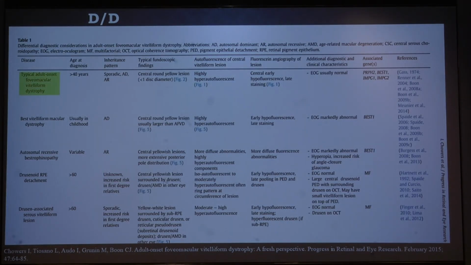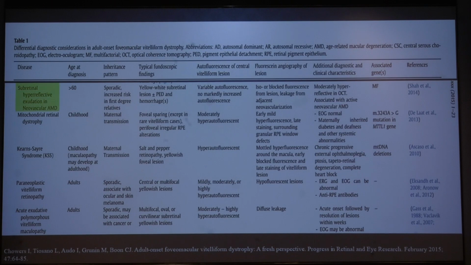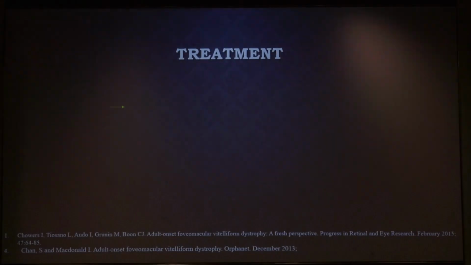So, what are the differential diagnoses? First is adult onset foveomacular vitelliform dystrophy, which is seen around 40 years, and EOG is usually normal in these cases. Other is Best vitelliform macular dystrophy, which is usually seen in childhood, and the EOG is abnormal. Other conditions such as autosomal recessive bestrophinopathy, in which EOG is markedly abnormal and hyperopia is usually seen. CNVM is usually seen above 60, and there will be leakage in fluorescein angiography. And in paraneoplastic vitelliform retinopathy, ERG and EOG will be abnormal, and anti-retinal antibodies can be seen.